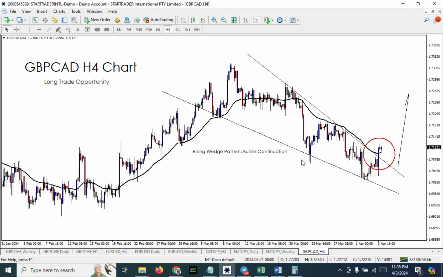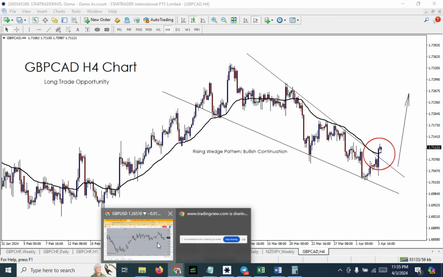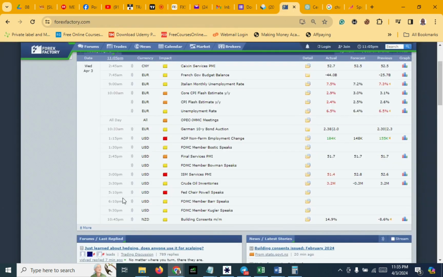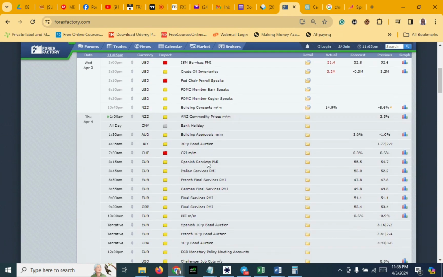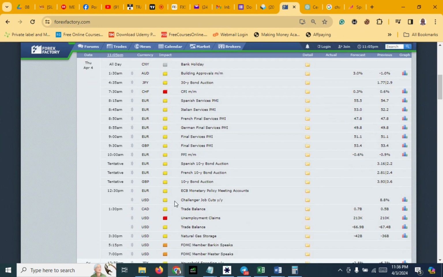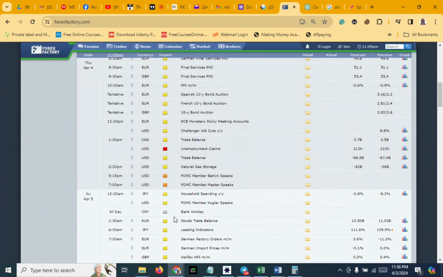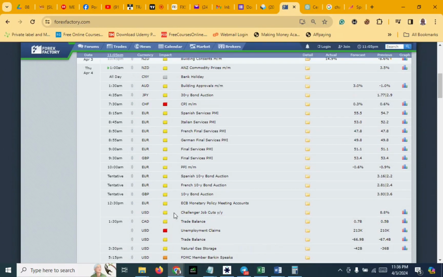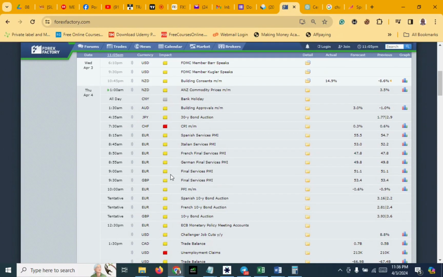Now let's look at the fundamental angle. We're looking at the British pound and the Canadian dollar. So let's go to forexfactory.com to see what is going to happen with those currencies, for Thursday and Friday. Today is already gone, so let's look at Thursday. Let's see if there are any high impact news. There's no high impact news for the British pound and the Canadian dollar. So we're good to go.